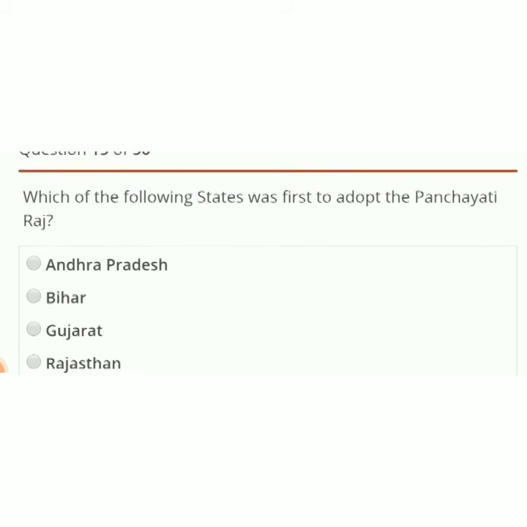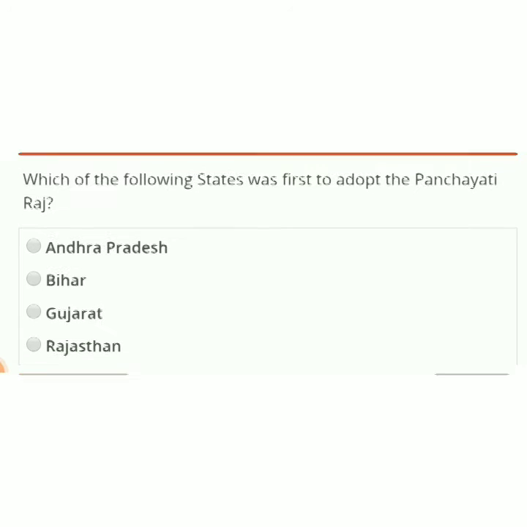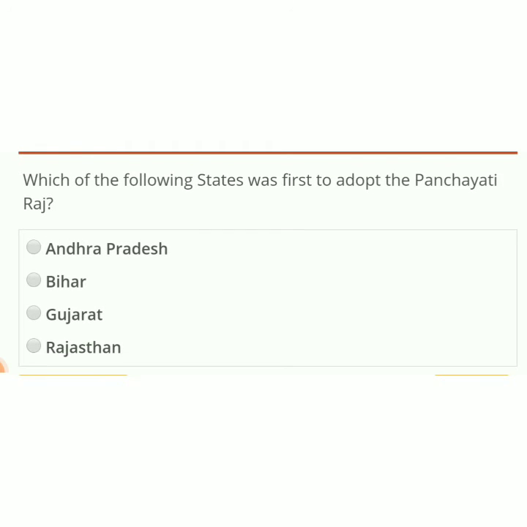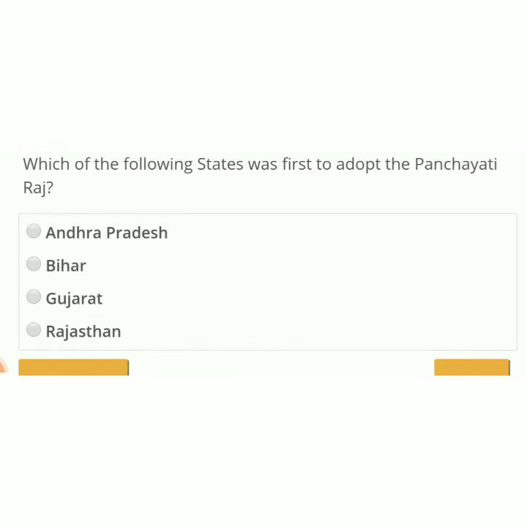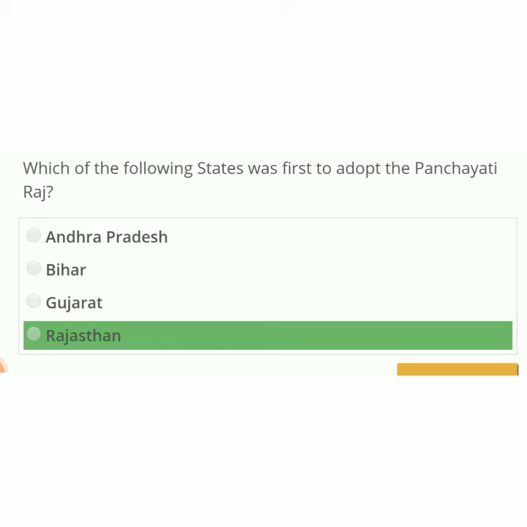Next. Which of the following states was first to adopt the Panchayati Raj? The options are Andhra Pradesh, Bihar, Gujarat, Rajasthan. The first state to adopt the Panchayati Raj is Rajasthan.